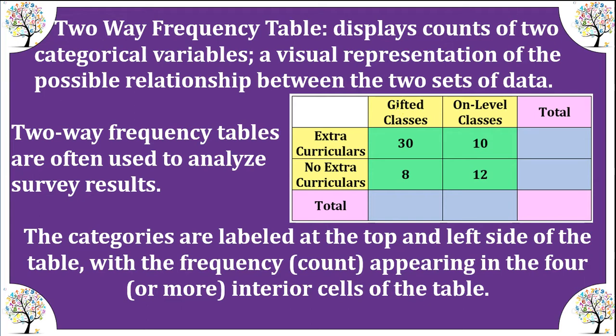So you can see that at the top, we have our columns, so gifted classes and on-level classes. So that's one category. And then the other category, our rows, in this case, are the extracurriculars and those that do not have extracurriculars.